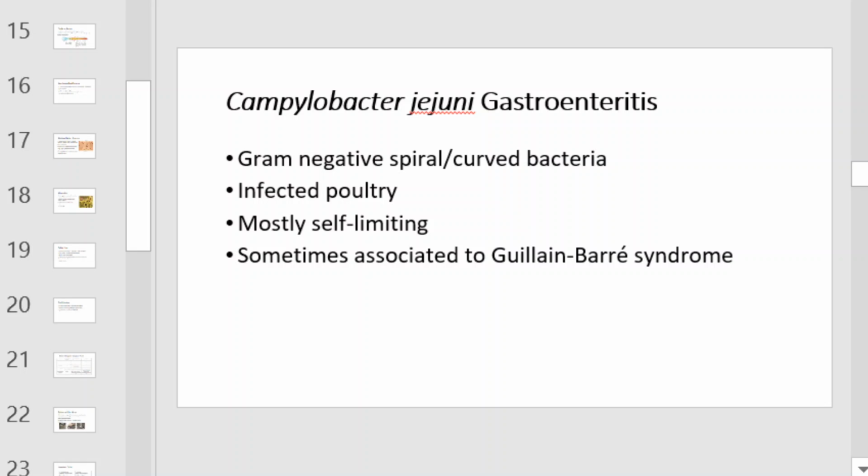Campylobacter. Campylobacter are gram-negative spiral curved bacteria, which are ingested through infected poultry. It is mostly self-limiting.